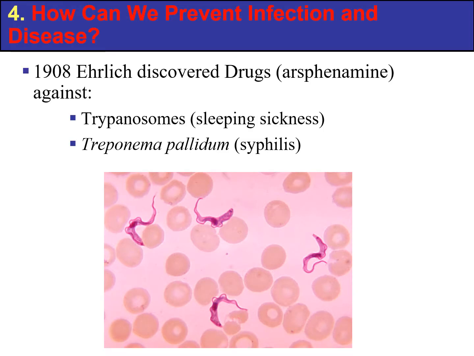After searching for those drugs, in 1908, Ehrlich discovered one. And he discovered this drug would target trypanosoma, which is the causative agent of African sleeping sickness, and Treponema pallidum, which causes syphilis. In this picture below, we are looking at trypanosomes. The squiggly worms are the trypanosomes, and the circles are blood cells, red blood cells.